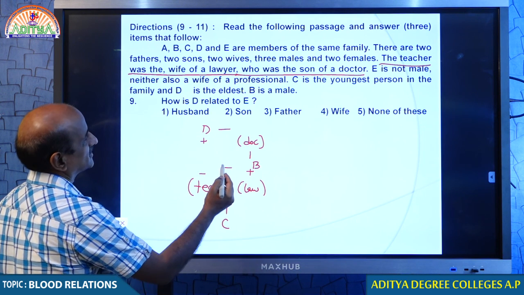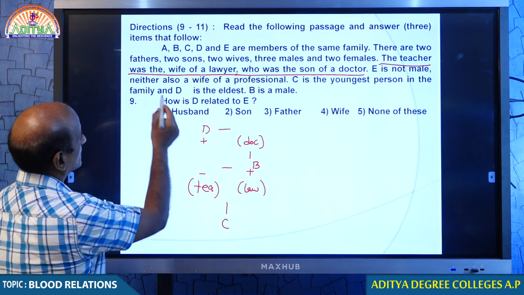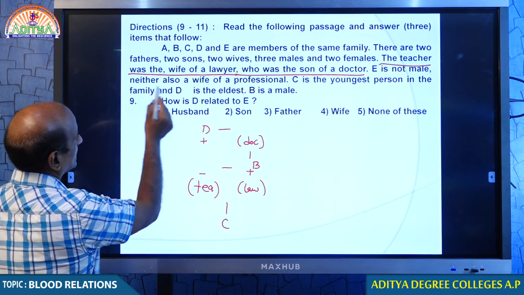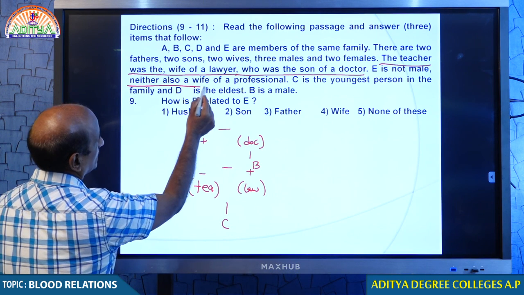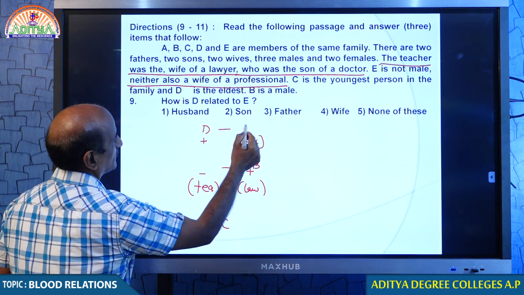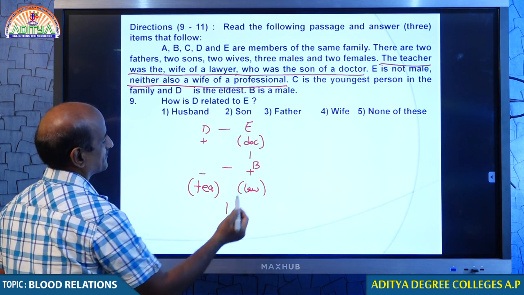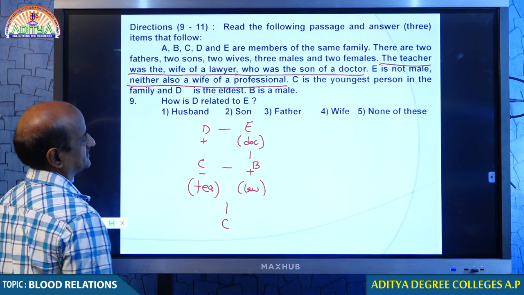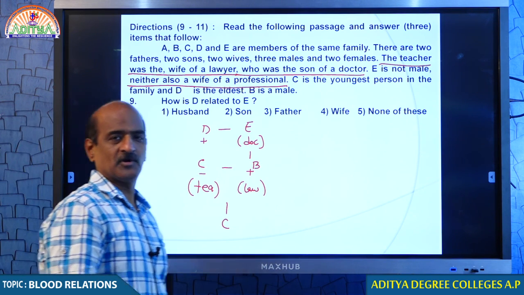And just look at that. E is female, neither also the wife of a professional. Therefore, this is E. This is C. Let me come to the point one by one.